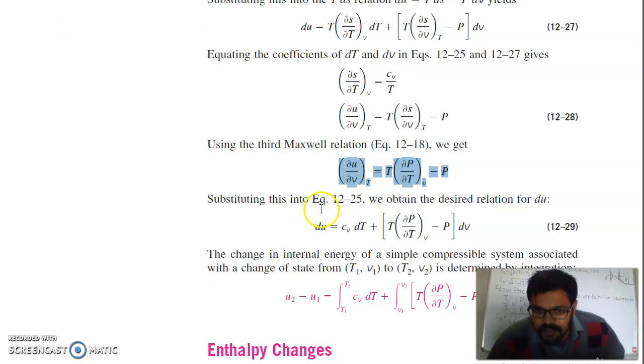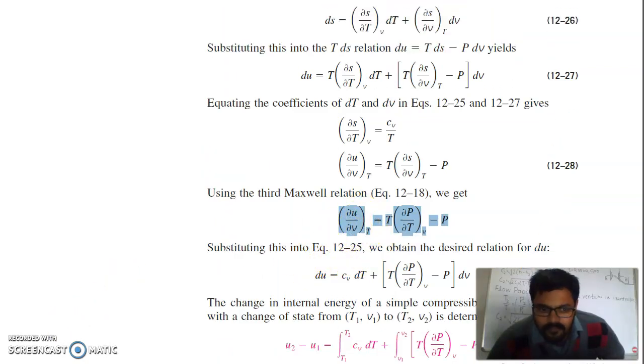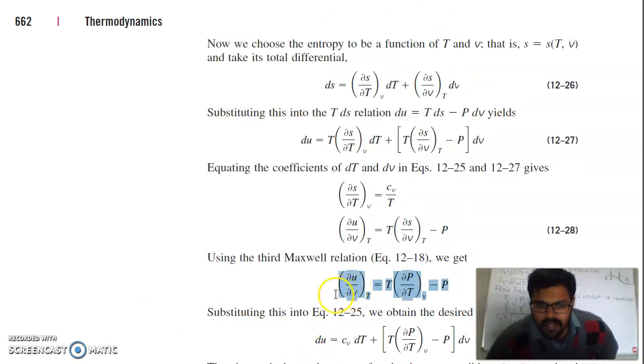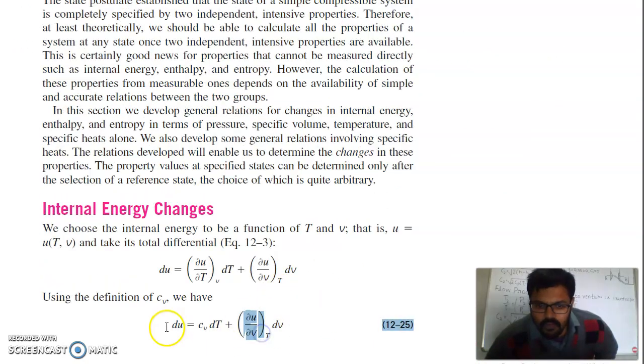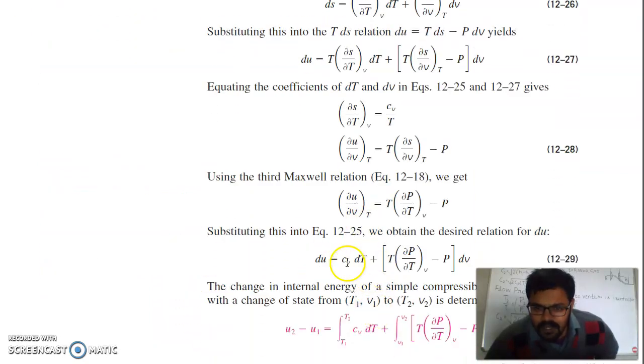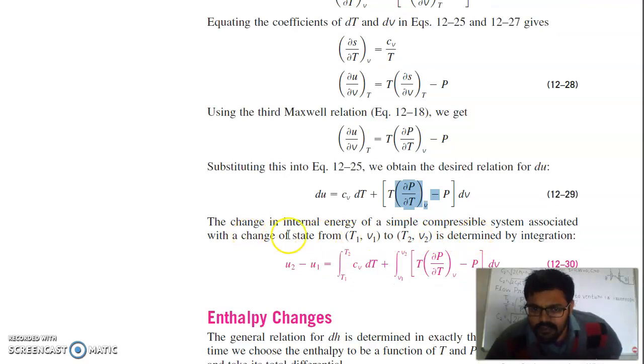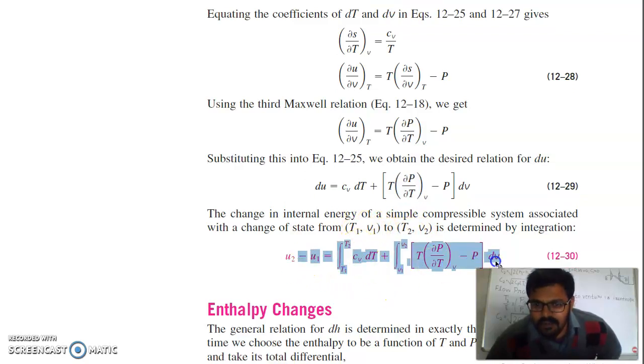Now substituting this equation, you had the value of del u by del V. So putting this del u by del V value here, you will get du in terms of Cv dT and pressure. So we get this final relation, that du is equal to Cv dT plus the term in terms of pressure. Now the change in internal energy of a simple compressible system associated with the change of state from T1, V1 to T2, V2, where the internal energy is a function of temperature and volume. Initial state is T1, V1 and final is T2, V2, and if you integrate, you will get this relation for the change in internal energy.